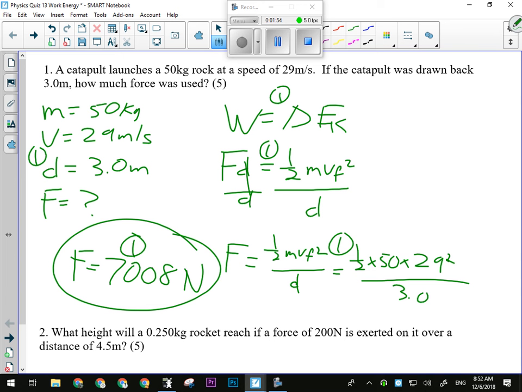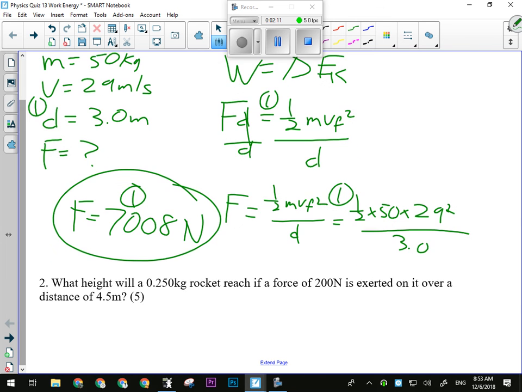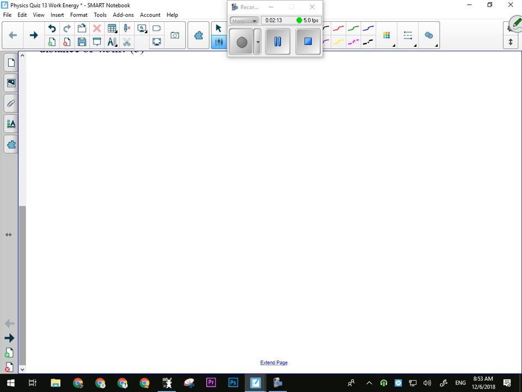Questions on that one? How many work energy theorem questions have we done that work just like that? Lots, right? Basically every one. If it's a kinetic energy question, that's how it works. We're either solving for force, solving for distance, or solving for speed. It's just a manipulation.